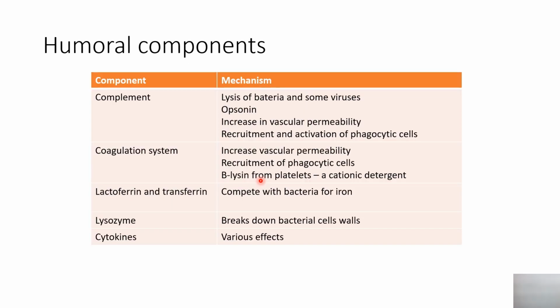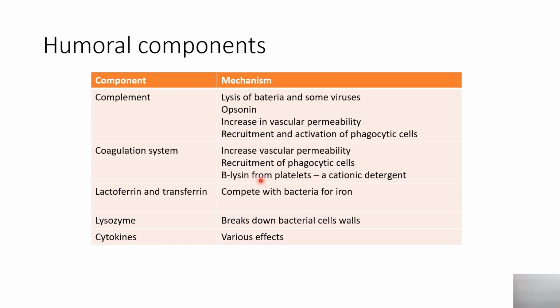Now, what are the humoral components? Complement, as I said, helps in lysis of bacteria and some viruses, opsonin, increase in vascular permeability, recruitment and activation of phagocytic cells. Then you have the coagulation system. Basically, it increases the vascular permeability, recruitment of phagocytic cells.